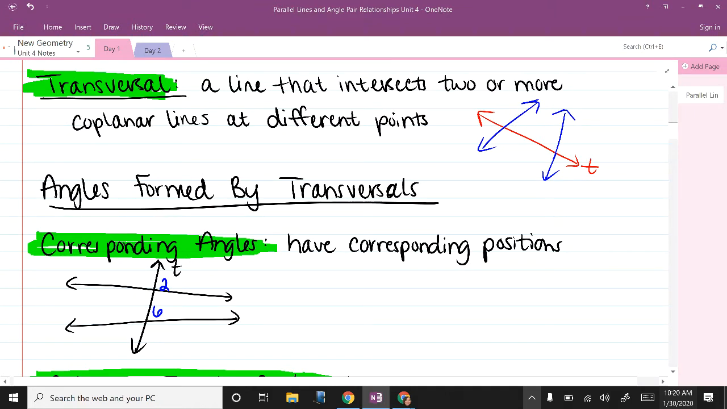Corresponding angles. And draw the picture, because if you just have the definition without the picture, it's not going to make much sense when you're going back and looking at it.